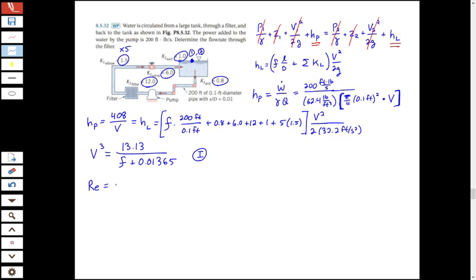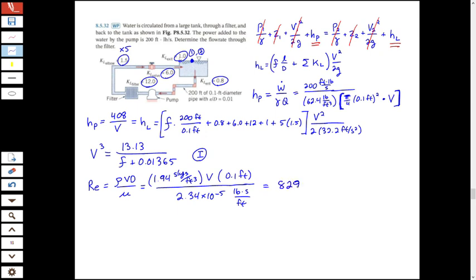Reynolds number is rho v d over mu. So in this case, 1.94 slugs per cubic feet times velocity times diameter divided by viscosity, 2.34 times 10 to the negative 5th pounds second per foot. We have that. Or we get Reynolds number to be 8,290 times V. Let's hold on to that.